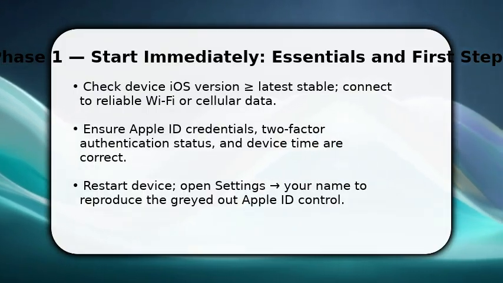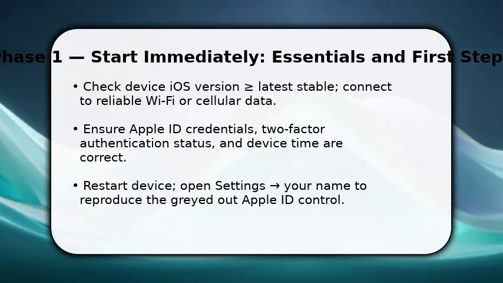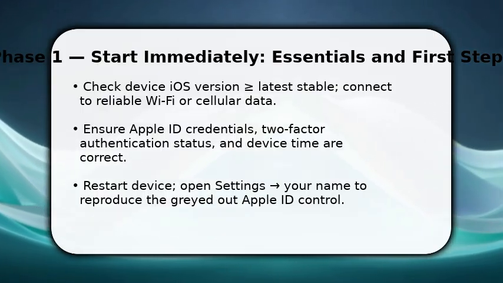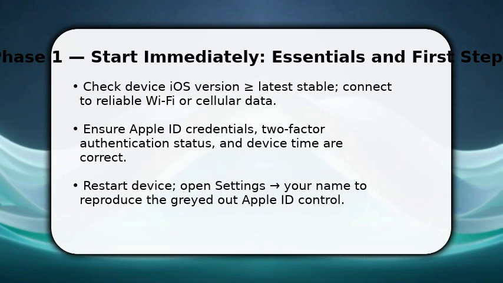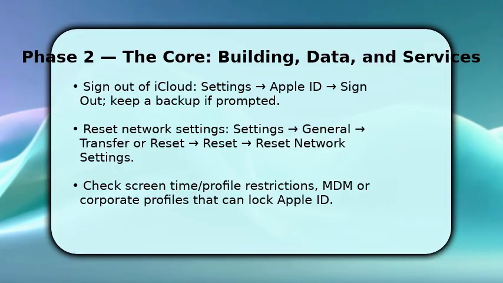Next, restart the device to clear temporary blocks. After reboot, open Settings and go directly to your name to see if the Apple ID option is still grayed out. Now you work through the more complex middle steps to remove configuration blockers.